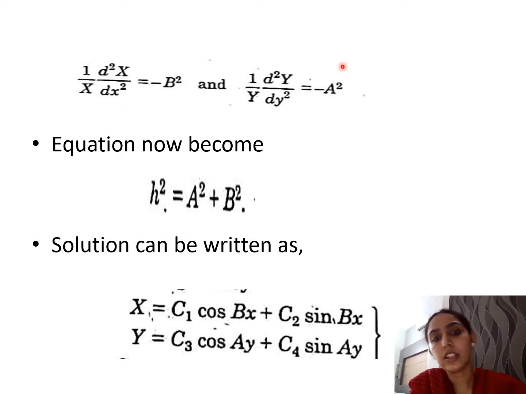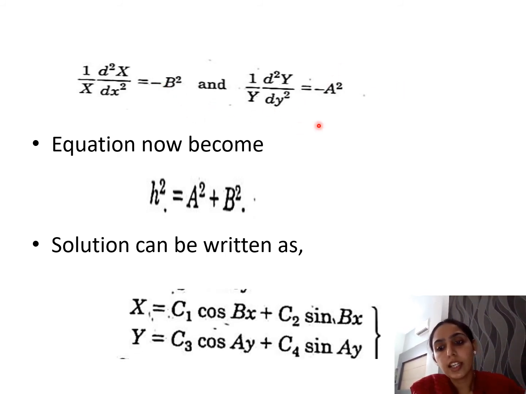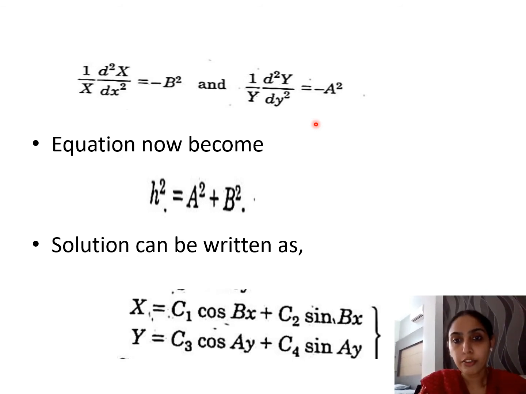Obviously you will have the doubt why we are not taking a positive constant. Because we are dealing with a wave phenomenon, if we take positive constants and later solve the wave equation, the solution will have positive real exponential functions. That cannot represent wave phenomena. So we take a negative constant. So the previous equation, when you substitute a square and b square, becomes h square is equal to a square plus b square.